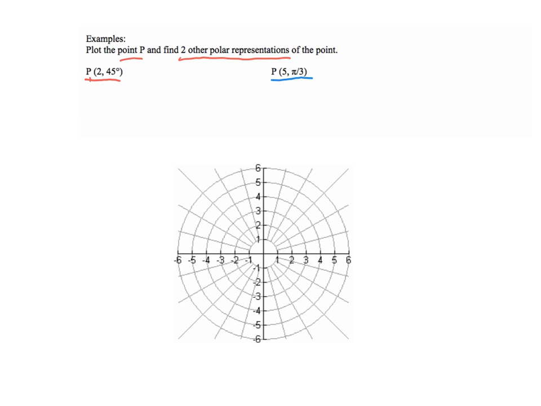Okay, so my first point P, which I'm going to call P1, would be at 45 degrees, and it would be out 2 units, so right about there. So here's P1. I'm going to erase the other stuff there. Okay, here's P1. And then P2 in blue is at (5, π/3). So π/3 would be all the way out here. So this angle's π/3. And 5 would be out 5 circles: 1, 2, 3, 4, 5. Okay, here is P2 in blue.